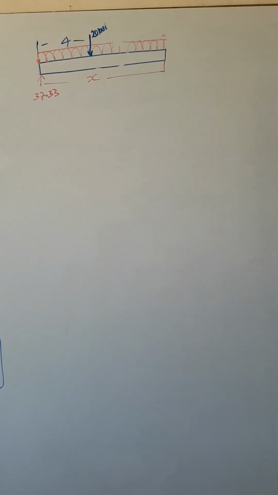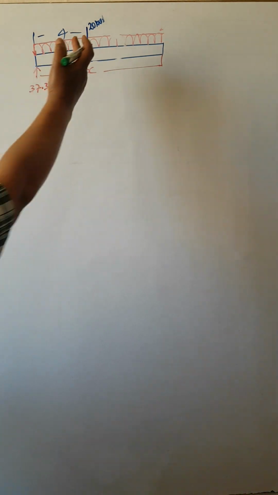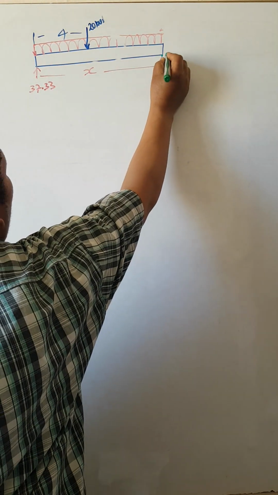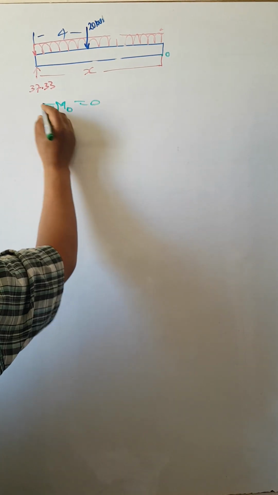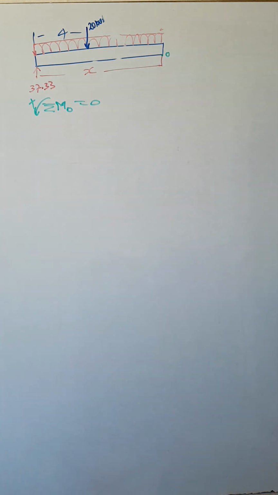Sometimes we can treat the distributed load like a spring. So from here to here is the part after the concentrated load. Still we consider this point as O, so the summation of moment at O is equal to 0, taking the counterclockwise positive.